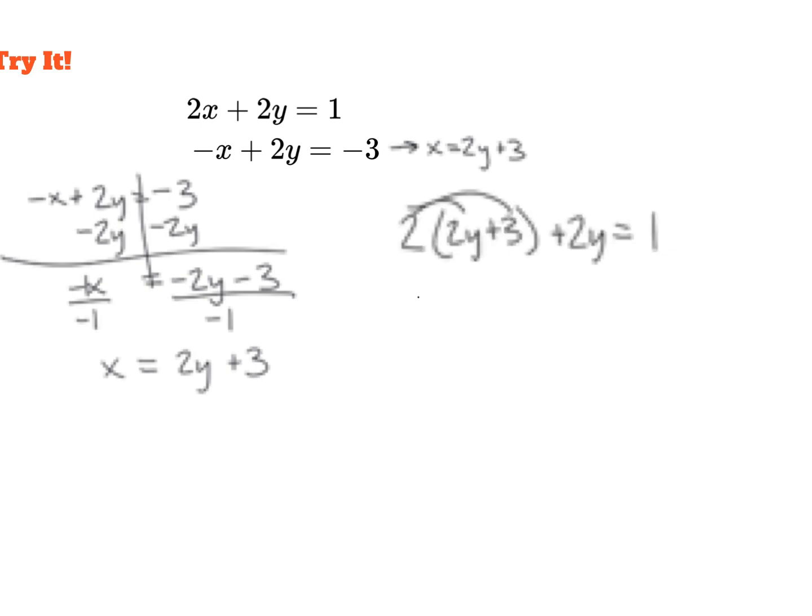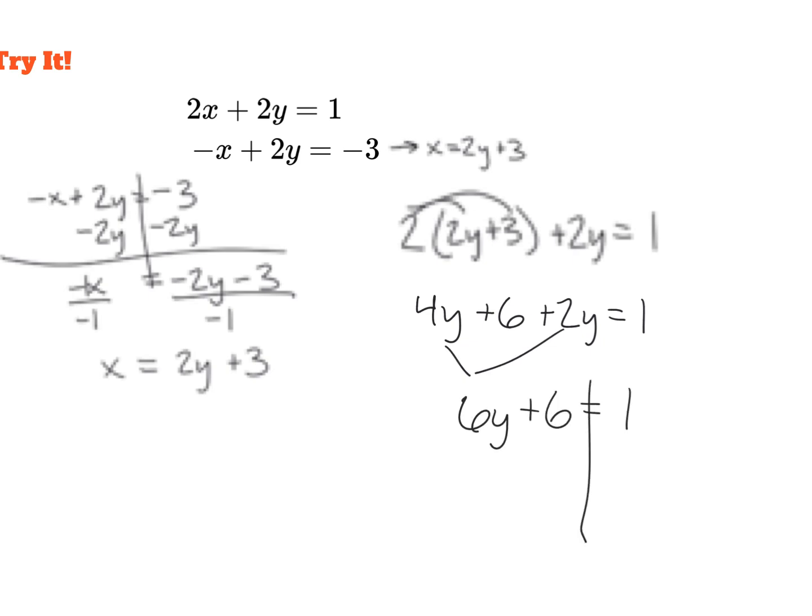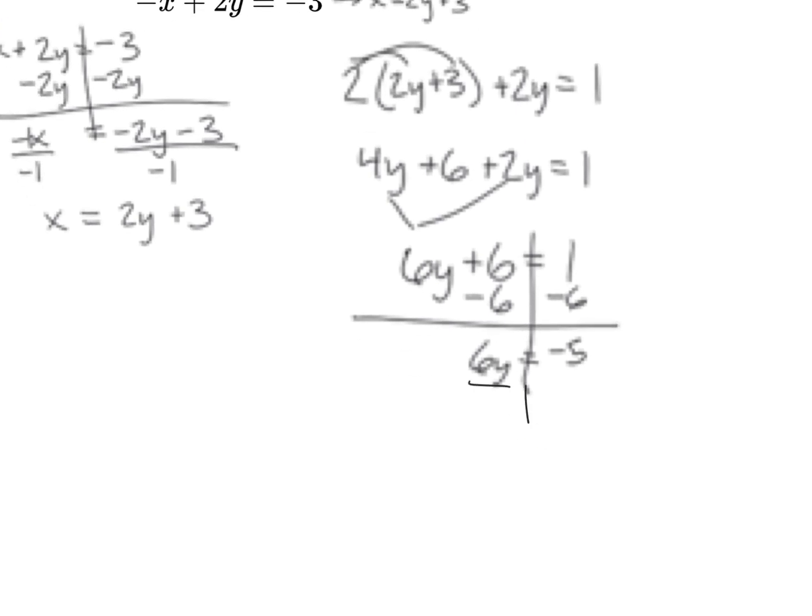Distributing in, I get 4y plus 6 plus 2y is equal to 1. 4y and 2y make 6y plus 6 is equal to 1. Minus 6, I get 6y is equal to negative 5. Dividing by 6 gives me y is equal to negative 5/6.